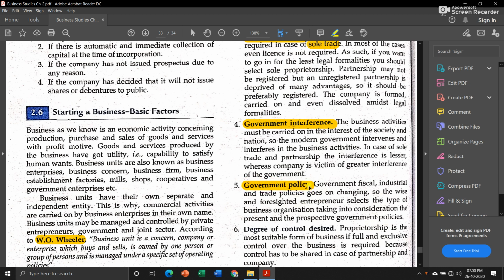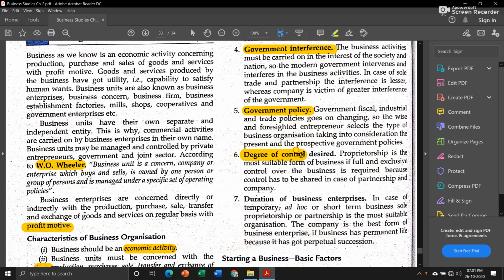Then government policy. Government fiscal, industrial and trade policies go on changing. So the wise and foresighted entrepreneur selects the type of business organization taking into consideration the present and the prospective government policies. It means that before choosing any particular type of business organization, you have to see the government rules and all the fiscal, industrial or trade policies in your place, and according to that you have to select the type of business organization.